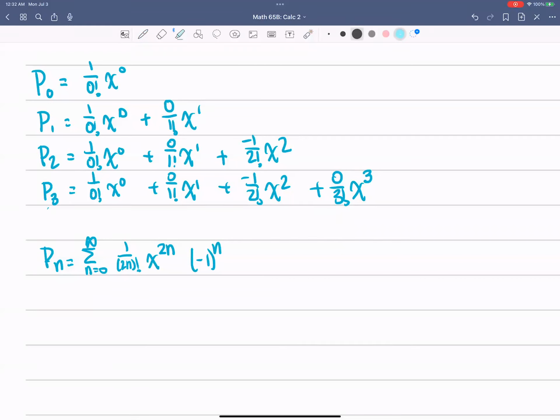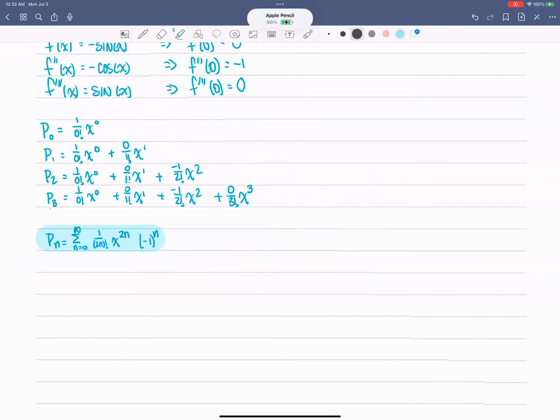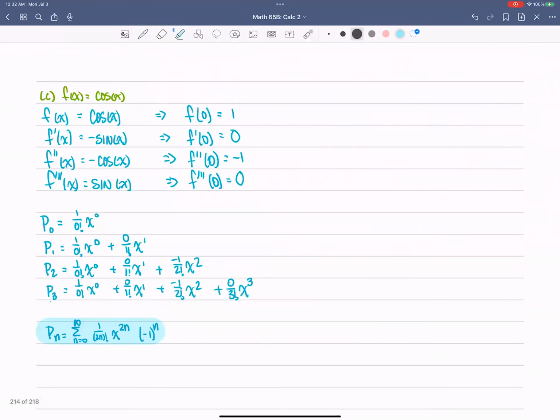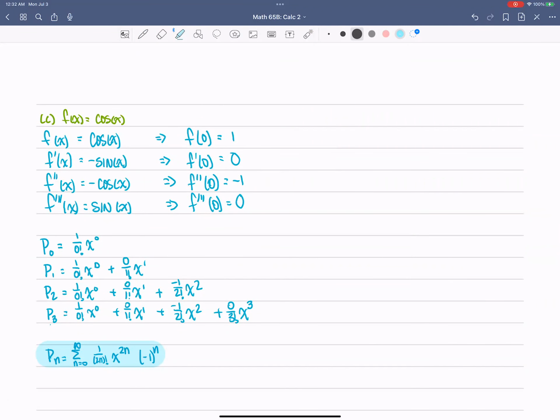And it looks like we found our function, our polynomial. And there we go. If you have any questions whatsoever, please feel free to ask. Otherwise, bye.